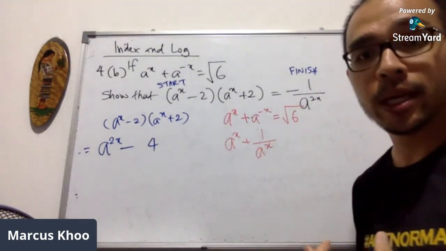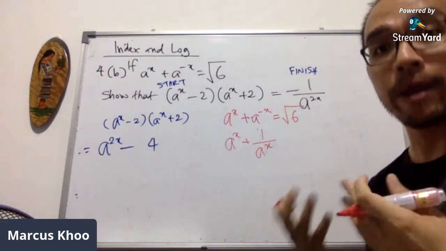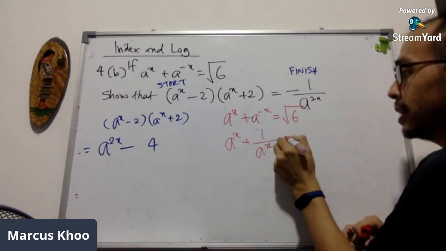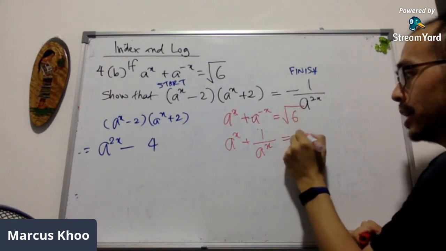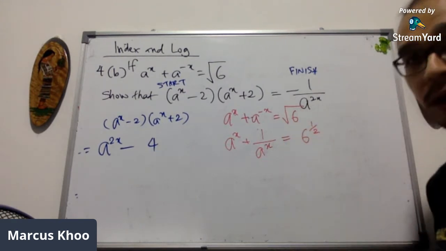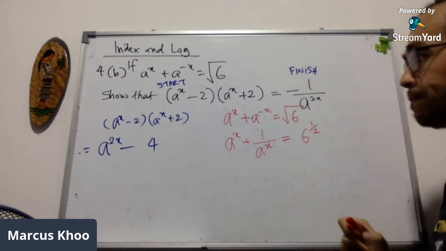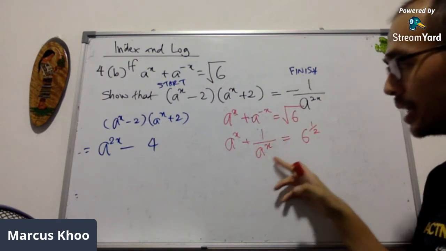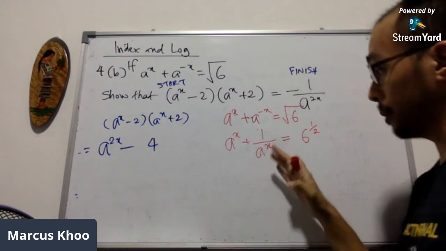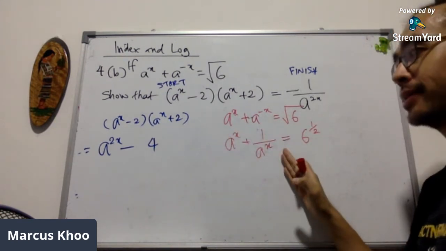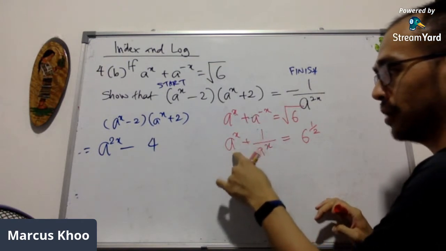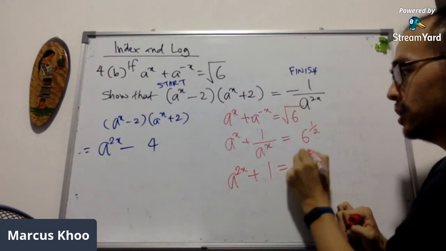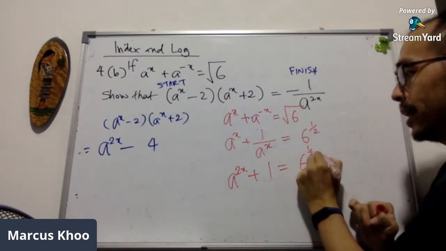There are many ways we can do this, but sometimes the best way is you got to experiment and see how. Try to change things up and see what happens. So we find that this is equal to 6 to the power of half, which I will come to in a while. If I want to get rid of the one at the bottom, I'm going to multiply everything by a to the power of x. So a to the power of x times a to the power of x gives a to the power of 2x, plus 1, equals 6 to the power of half times a to the power of x.